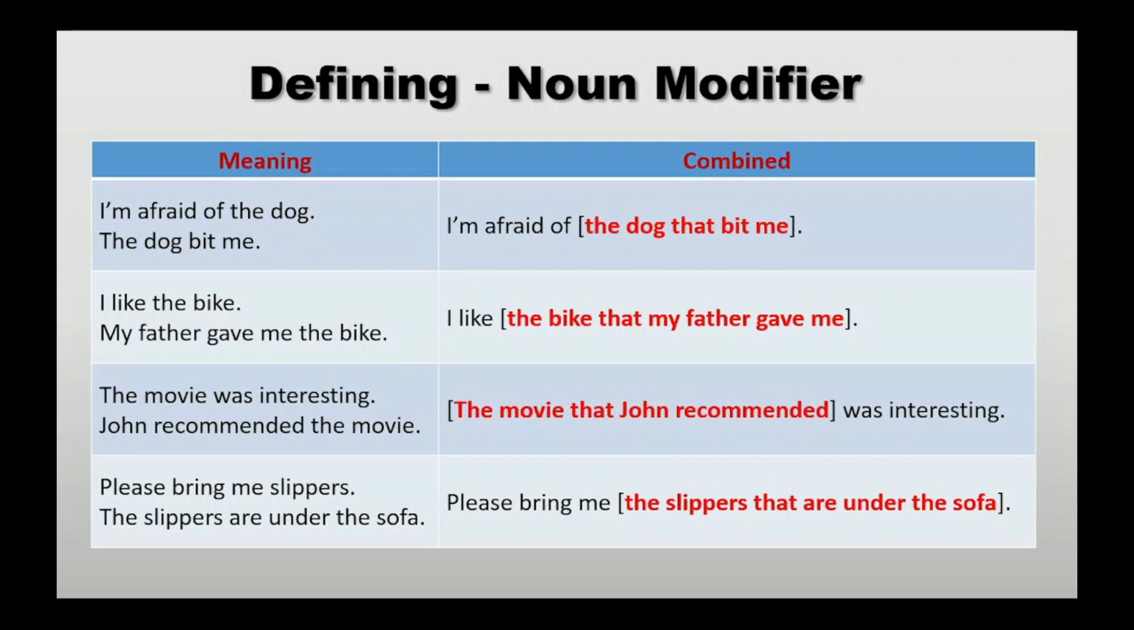I'm afraid of the dog that bit me. I like the bike that my father gave me. The movie that John recommended was interesting. Please bring me the slippers that are under the sofa. Okay? Defining relative clause.